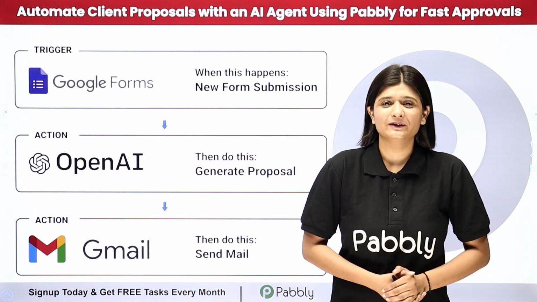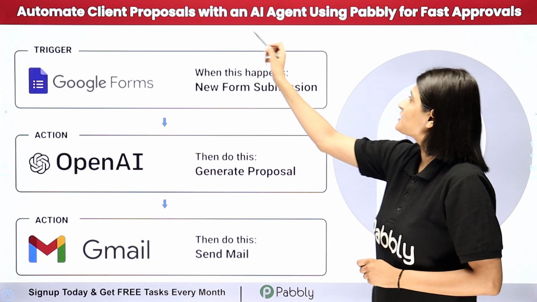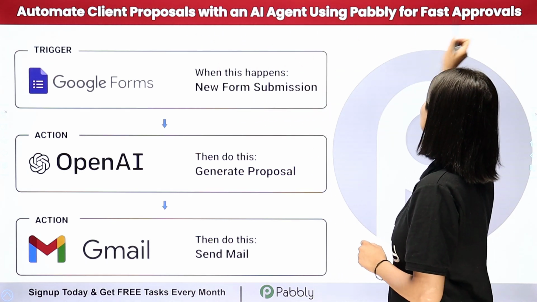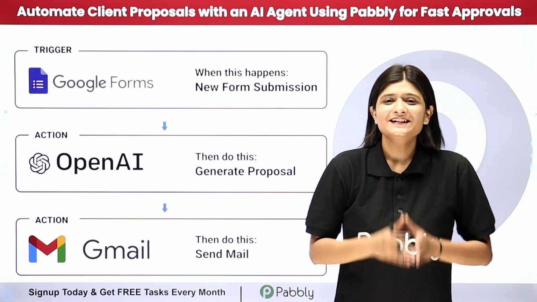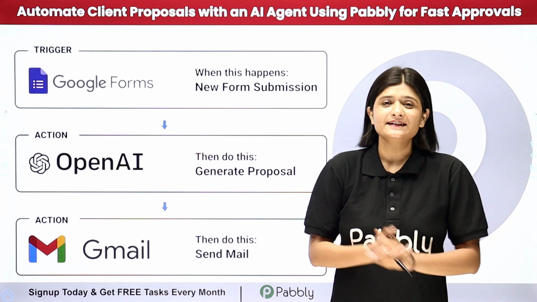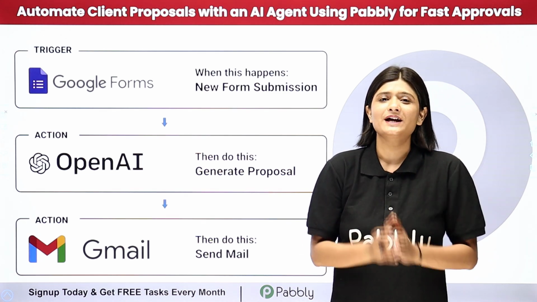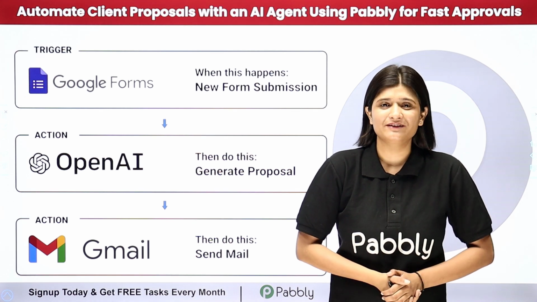In this video, we are going to learn how to automate client proposals with an AI agent using Pabbly for fast approvals. So let's suppose I am running a consultancy and I am receiving client requests from the form which I have attached on my website.